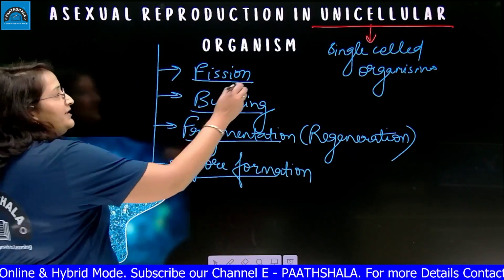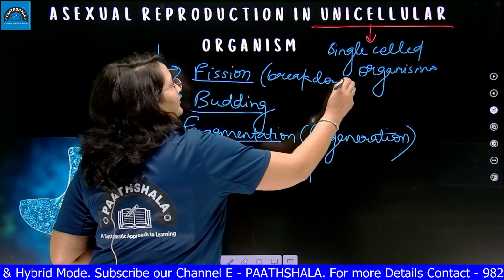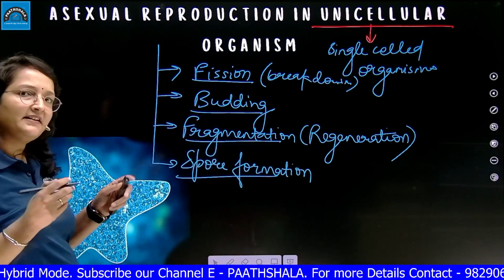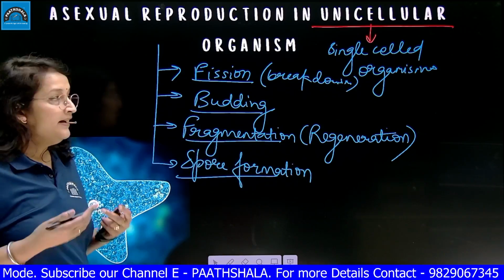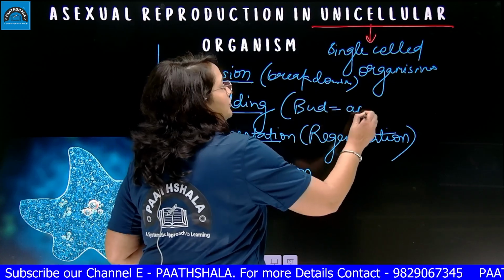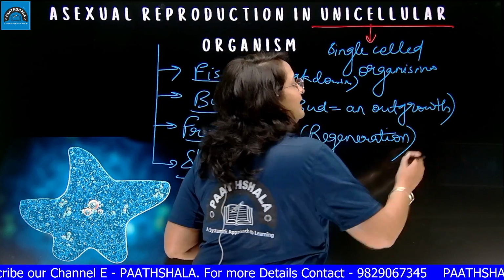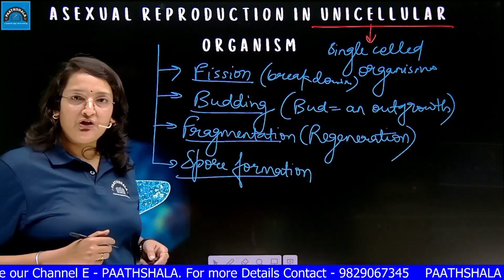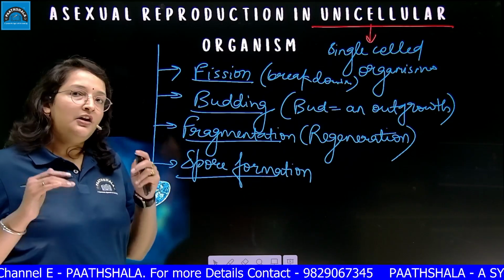Fission. Fission generally means breakdown. So when a parent cell breaks into 2 daughter cells or many daughter cells, you call it fission. Budding. Budding is from bud, which is an outgrowth. When any outgrowth develops on the parent body, keeps on maturing, and finally detaches from the parent and starts acting as a new individual, you call it budding.